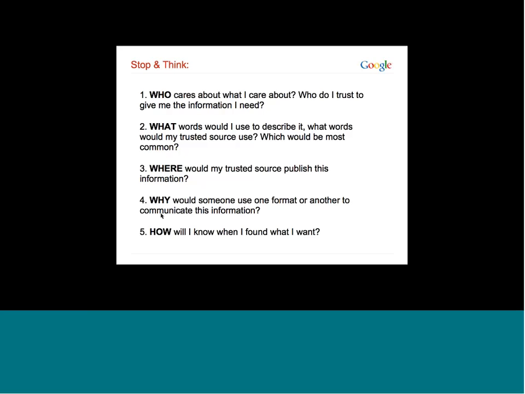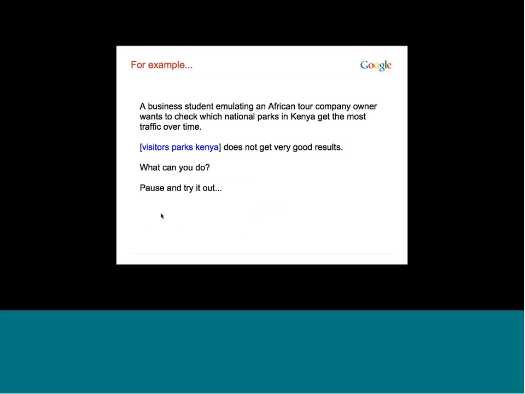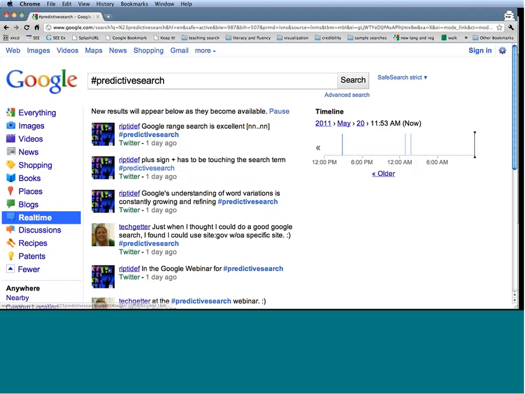So let's look at a quick example of this. We have a business student who's emulating an African tour company owner and wants to check which national parks in Kenya get the most traffic over time. Wants to know how many people visit which parks. And tried the search Visitor Parks Kenya. Let's take a look.